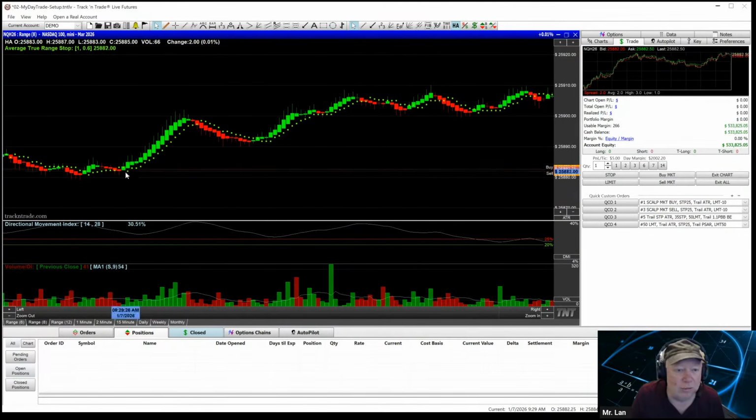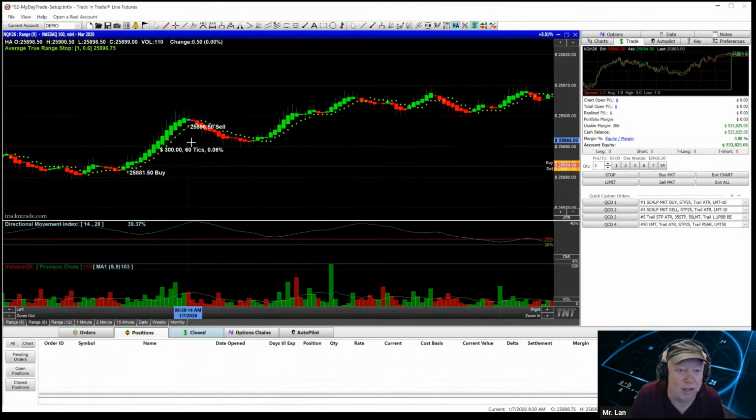So if we keep going back, look at that beautiful trend right there. That is a nice little catch, right? Just from there to there. If you'd have caught that, that'd have been $300.